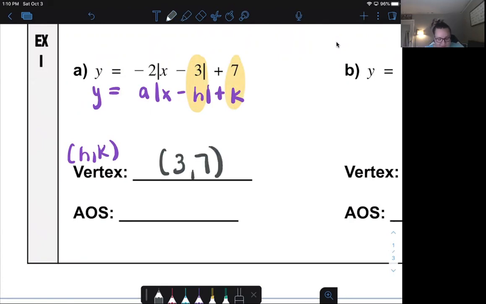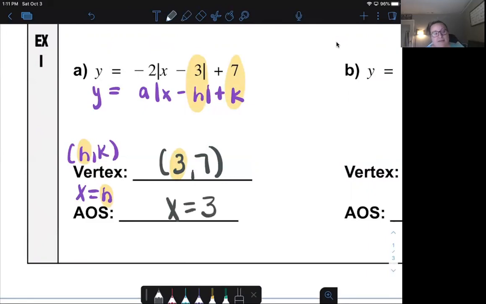Then remember, your axis of symmetry is just x equals h, whatever h is in the vertex. So whatever h is, that's your axis of symmetry. Well, our h value was 3. So that means that my axis of symmetry is x equals 3.